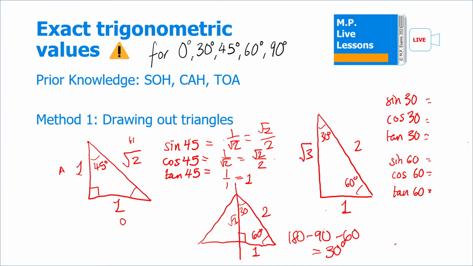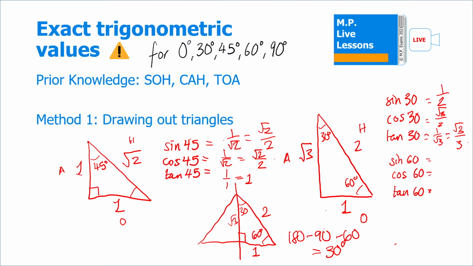So we'll start with 30 degrees. So this would be opposite, this would be adjacent, this would be hypotenuse. Sine 30 is a half, cos 30 is root 3 over 2. Tan 30 is 1 divided by root 3. So that's root 3 over 3.